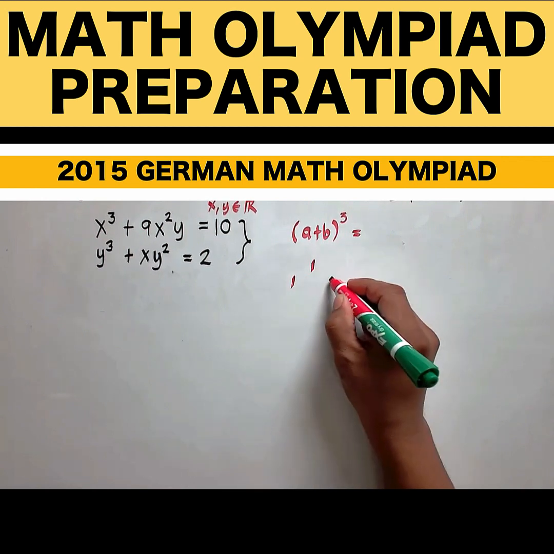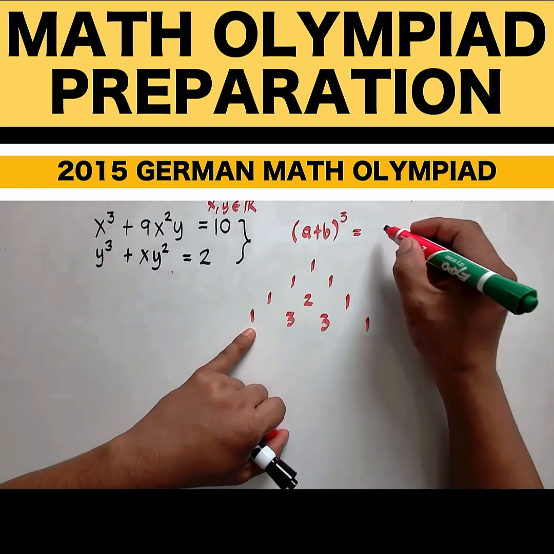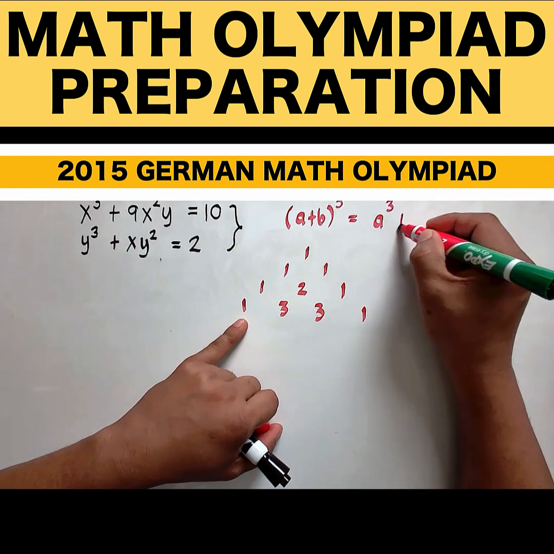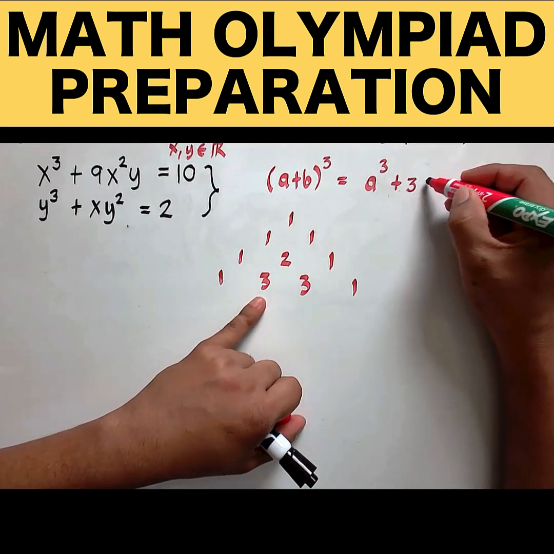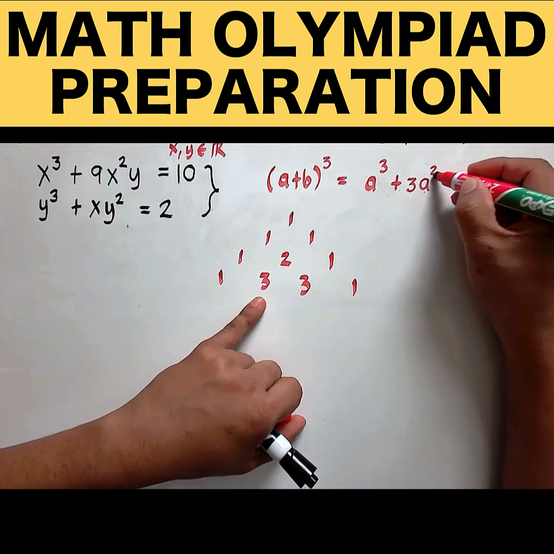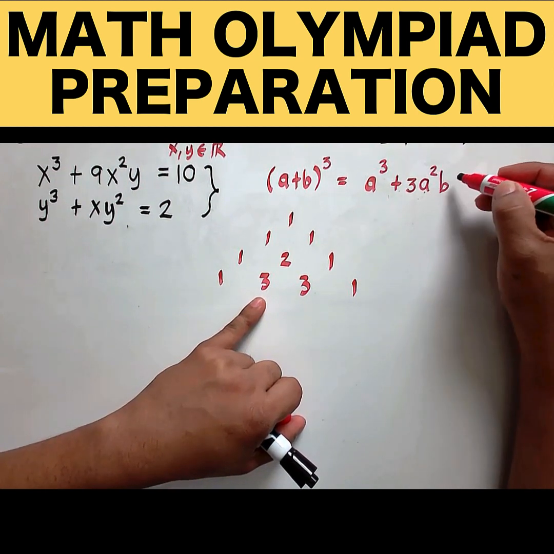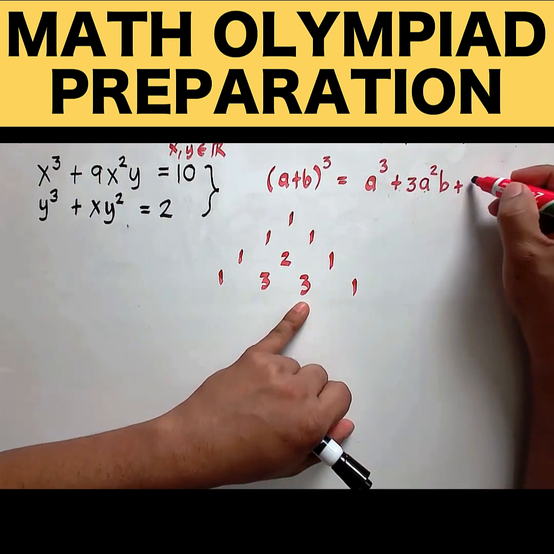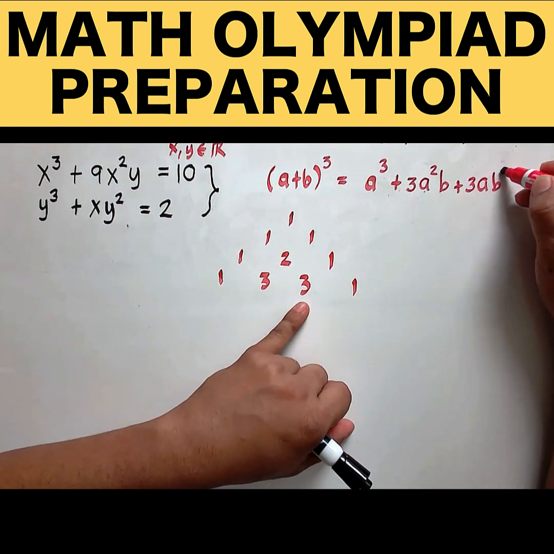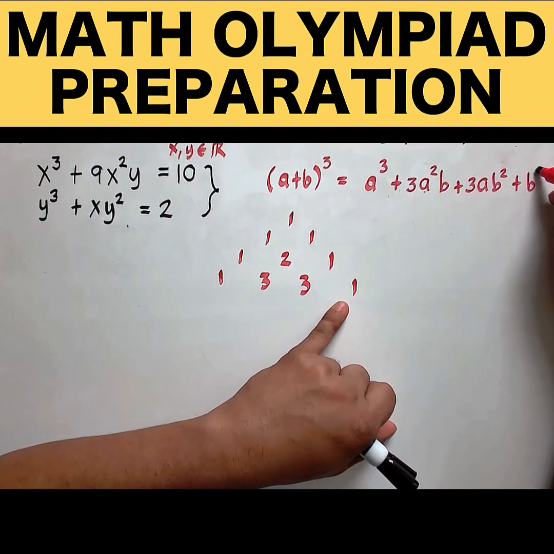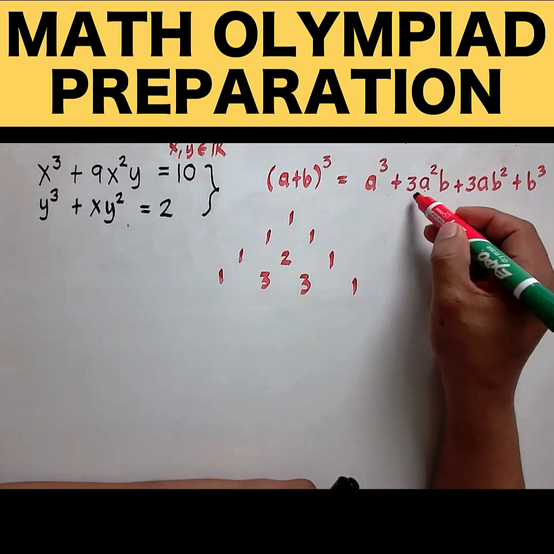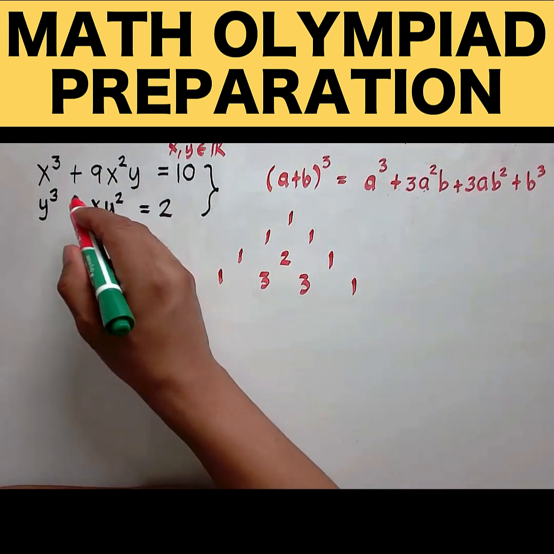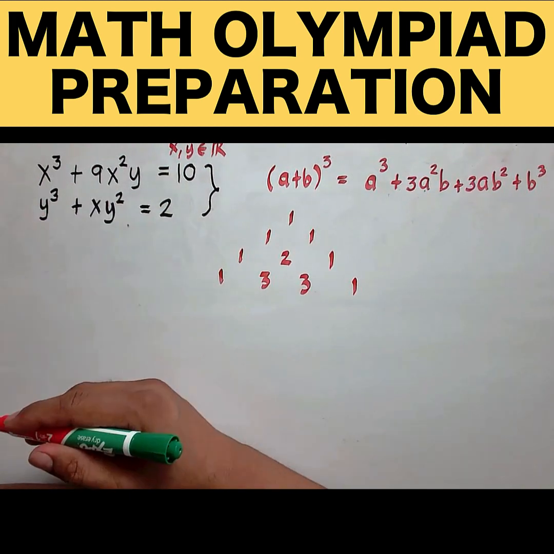the Pascal triangle. So the first coefficient is 1a cubed plus this 3 as the coefficient, and we take the first term a raised to the second, the second term raised to the first, plus this 3 again, a to the first, b squared, plus b to the third. So this is the expansion. We have here a cubed followed by 3a squared b. But the problem is we have here 9x squared y.